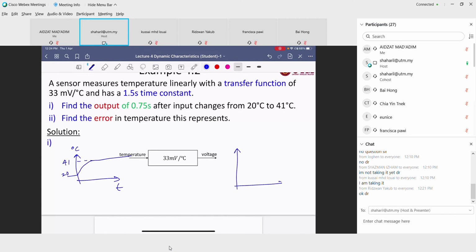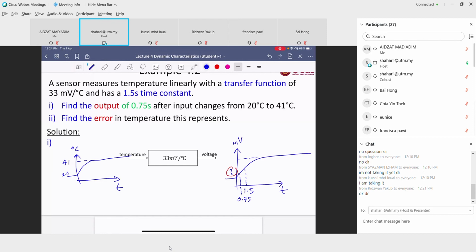The output should have the same dynamic behavior as the input. The output is in millivolts, and it has a time constant of 1.5. The question asks what the output is at 0.75 second. What is this value?